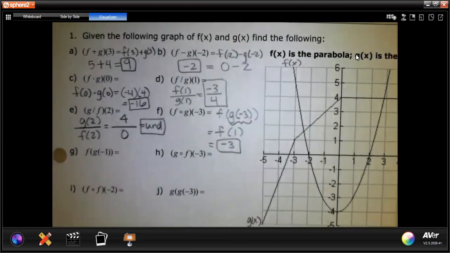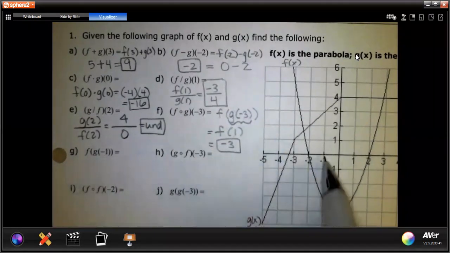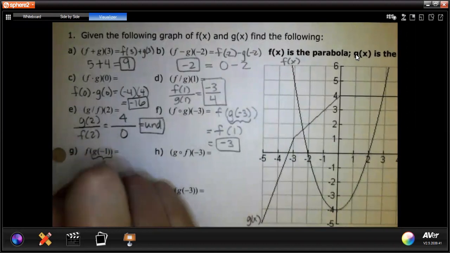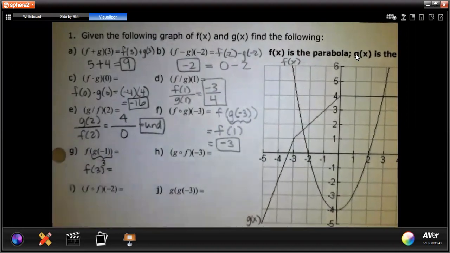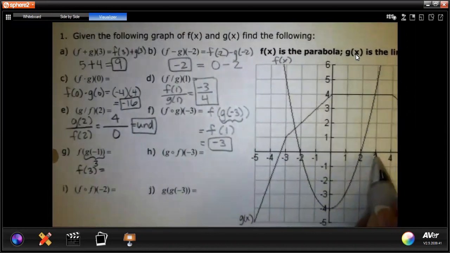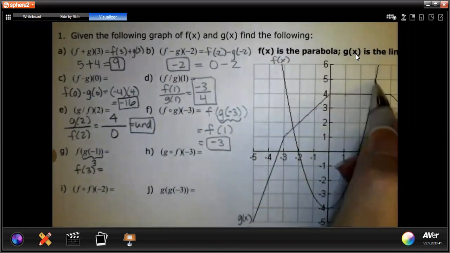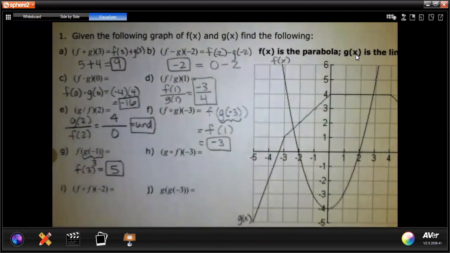All right, let's try that again right here with f of g of -1. I start from the inside, so I go to -1. My g function is at 3 right there. So I'm going to replace this entire inside part here with 3. So I get f of 3 is equal to, I go to my 3 on the x here, and my f function is right here at 5. So this has a value of 5.